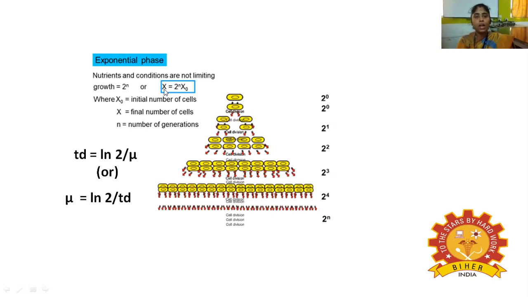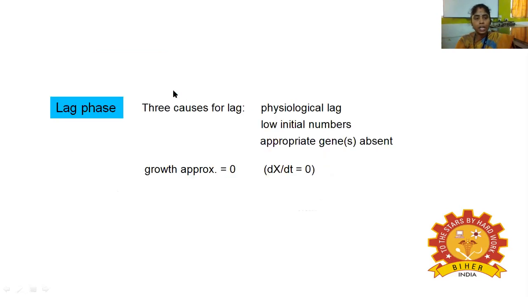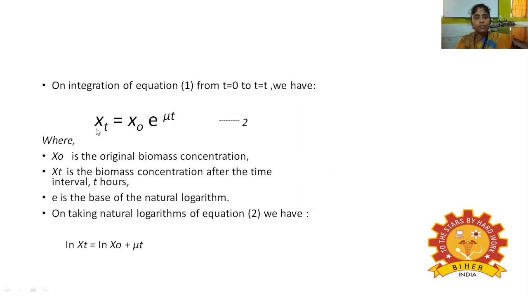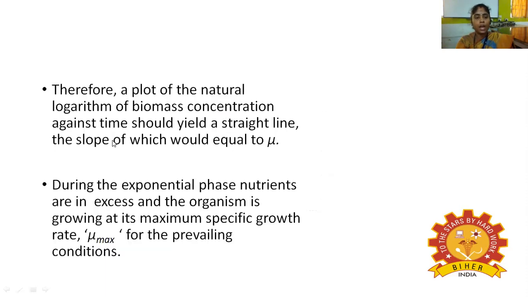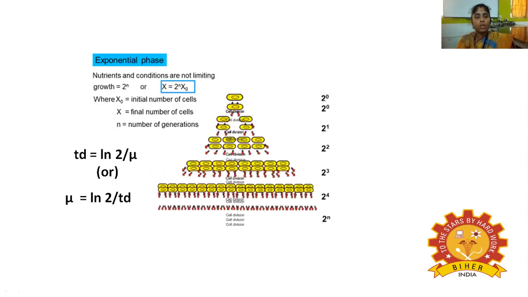That's why we have x as 2 to the power of x naught. So when we substitute x equal to 2 to the power of n into x naught, the value becomes TD is equal to ln of 2 divided by mu. From this, the specific growth rate of a microorganism can be derived. So it gives the final form of the doubling time. The TD represents the doubling time, which can be written as ln of 2 divided by mu, or mu can be written as ln of 2 divided by the doubling time TD.